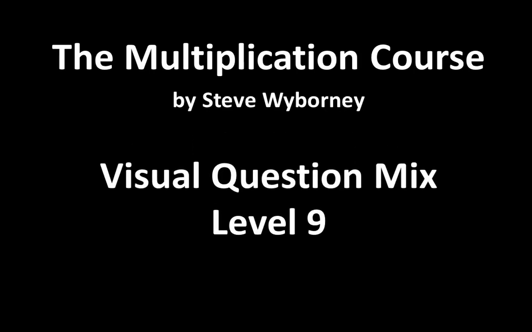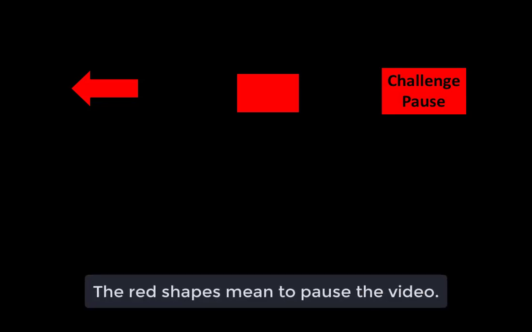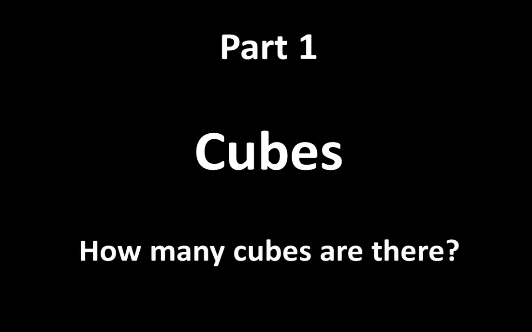Here's an example of a visual question mix. This is the level 9 visual question mix. Remember, there is one inside of each of the chapters, chapters 2 through 12. And instead of narrating this, I'll simply walk us through this. So the students are taught in the beginning that there are some red shapes that appear throughout the visual question mix, and the red shapes mean to pause the video so that there can be time to solve the question. So part 1 in each of the visual question mixes is called cubes, and the question is, how many cubes are there?